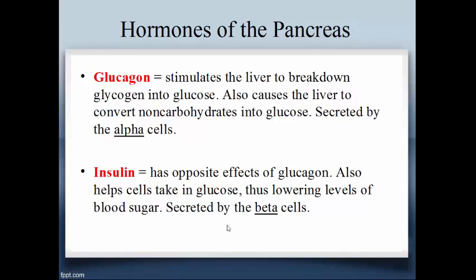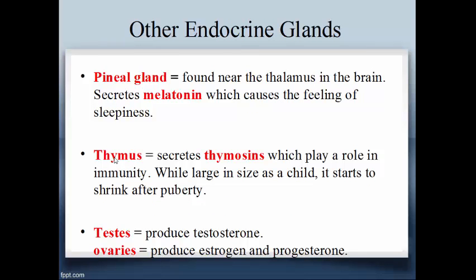And the third type, the delta cells, we won't really mention it here, but I'll just kind of mention it in passing. It secretes a hormone that will help control glucagon and insulin, because you don't want one to be made too much or too little compared to the other. You want this to be as balanced as possible. Briefly mention some other endocrine glands.